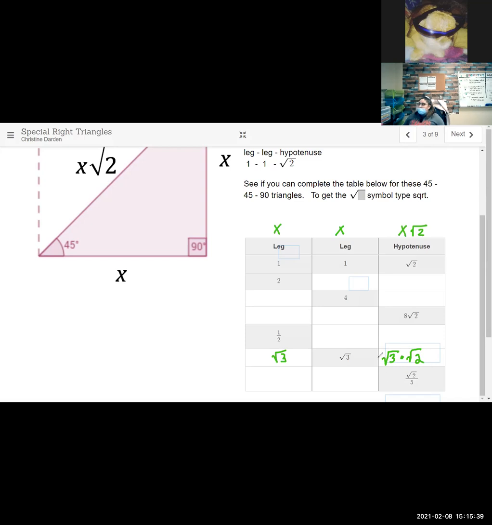Since both numbers are inside of the radical, the square root of 3 times the square root of 2 can be simplified. You can multiply the two numbers, giving you the square root of 6.